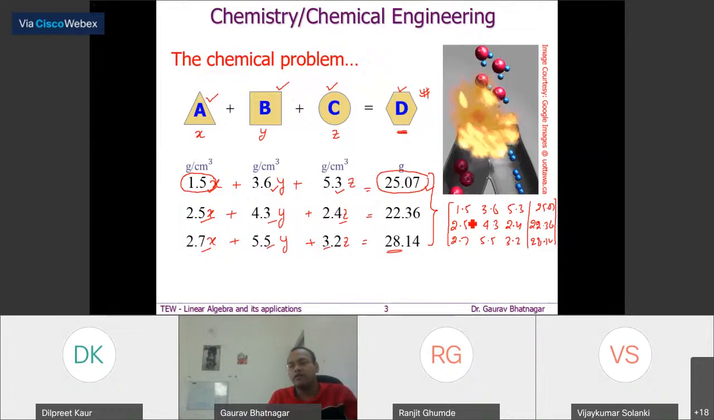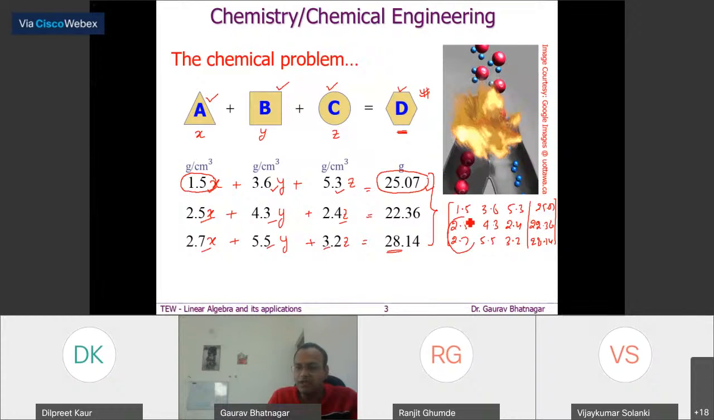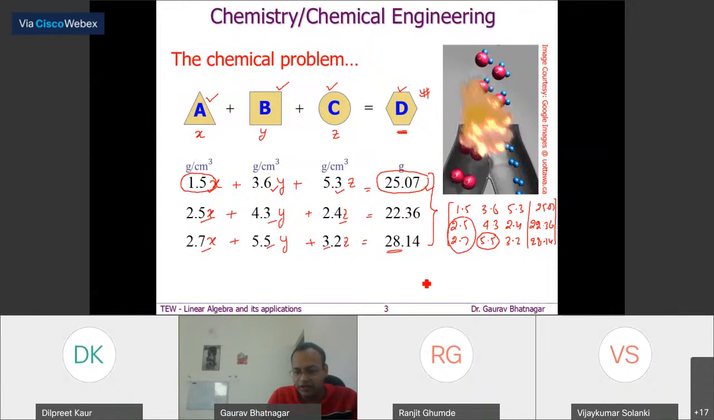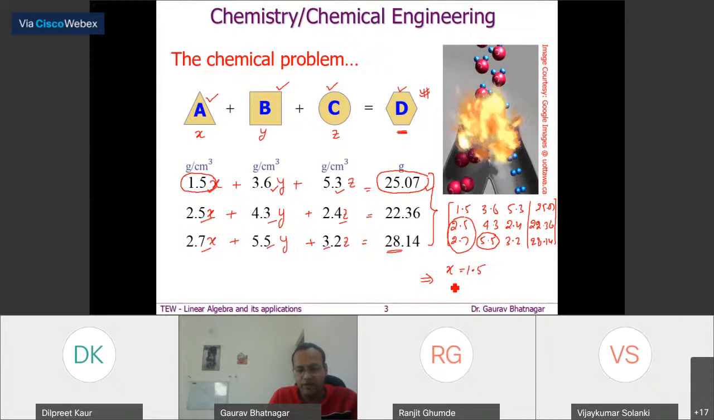So now you can take this value as the pivot value, then try to make these elements 0. Then you can take this as a pivot element and try to make this element 0, and then using backtracking you are going to identify the solution. So you can immediately solve this particular system of equations, which you know how to solve, and you are going to get the actual volumes of the substances A, B, and C. And when you solve it, x is going to be 1.5, y is going to be 3.1, and z is going to be 2.2.